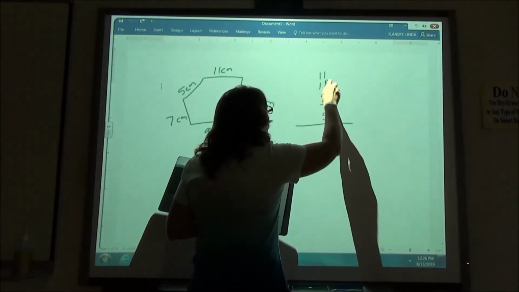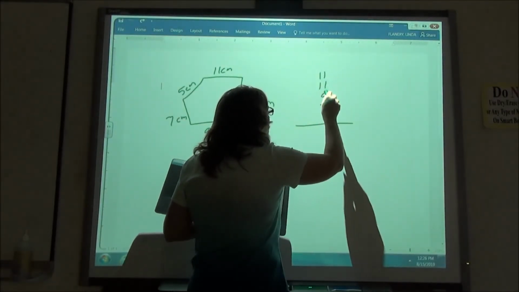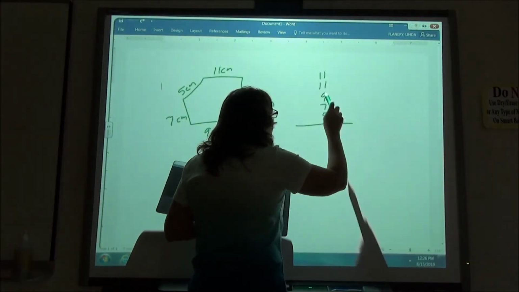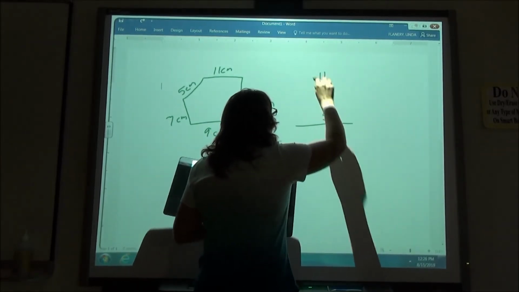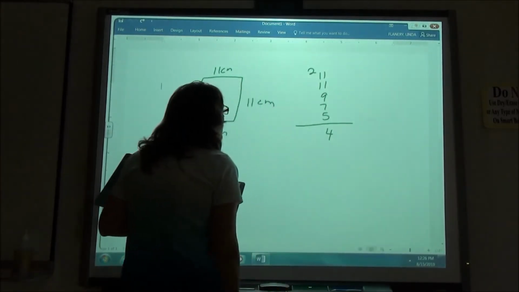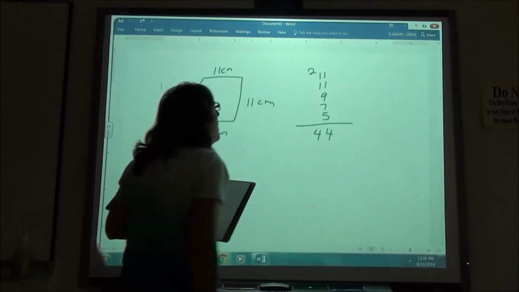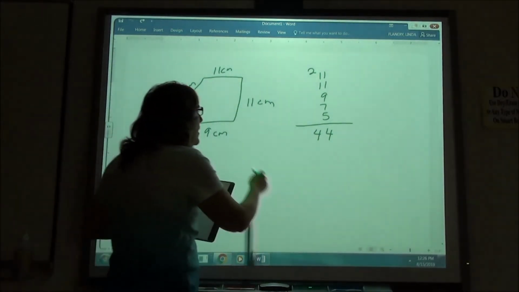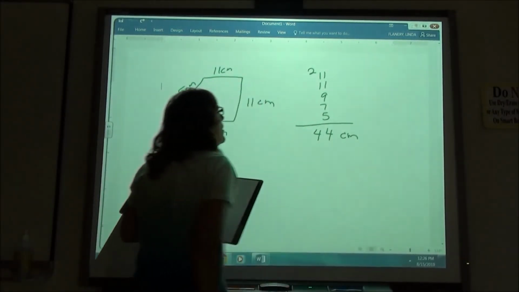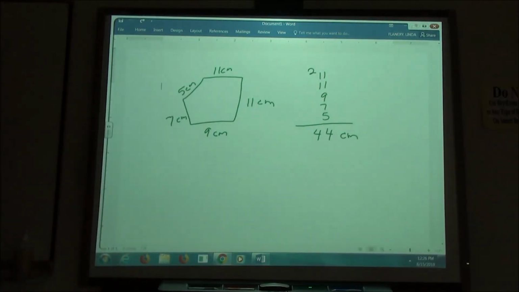So here we have 1, 2, 11, 19 plus 5 would be 24. And then I'm going to take 2 plus 1 plus 1, which is 4. And so I get 44, and my label is in centimeters. So 44 centimeters.